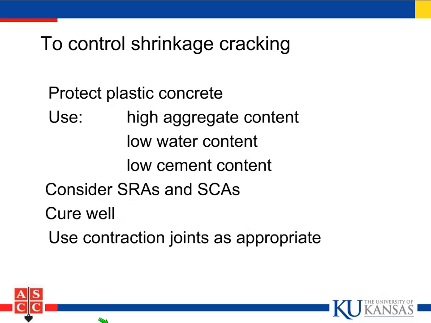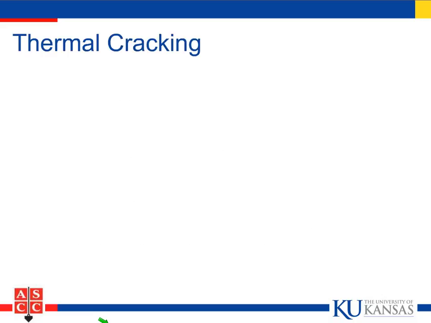So to control shrinkage cracking, what we want to do is protect the plastic concrete itself. We don't want to give a place for cracks to start. Ideally, we want a material that has minimal volume change. That means high aggregate and low cement and water. We can consider shrinkage reducing admixtures and shrinkage compensating admixtures. Cure the concrete well and use contraction joints as appropriate.